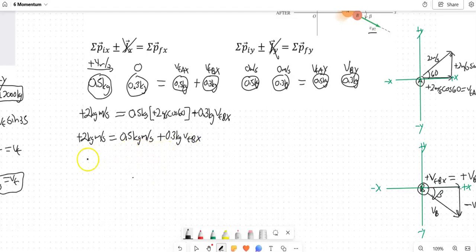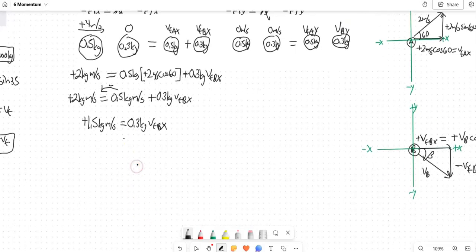All right. We're going to subtract this onto the other side, which gives us positive 1.5 kilogram meters per second equals 0.3 kilograms V final B X. So 1.5 kilogram meters per second divided by 0.3 kilograms is V final B X.